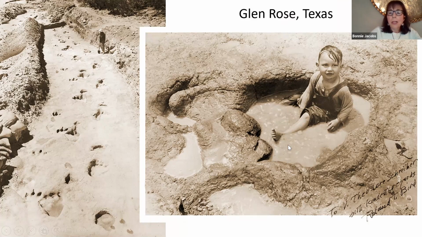And then this little guy is sitting in water left over from rain and probably river, and he is sitting in the footprint of a big sauropod, a long-necked dinosaur. And you see that this picture is autographed by Roland T. Bird, who was excavating the footprints. It's pretty cool. So you can see these footprints. If the water level is low, down at Glen Rose, you can actually go down there and see dinosaur footprints.